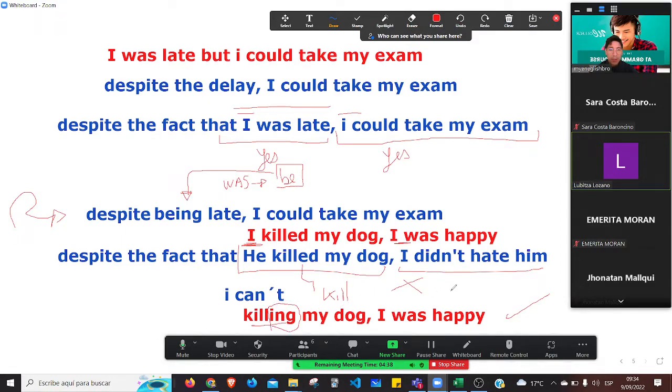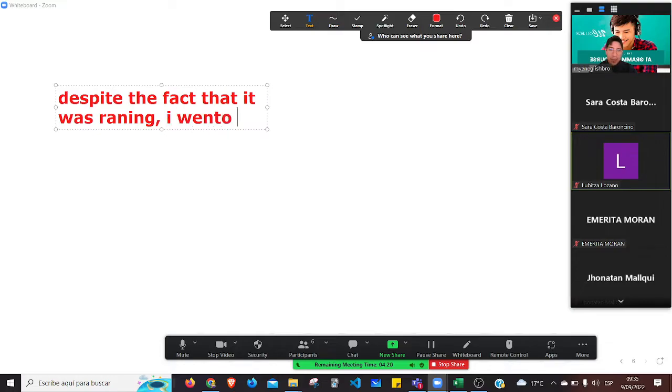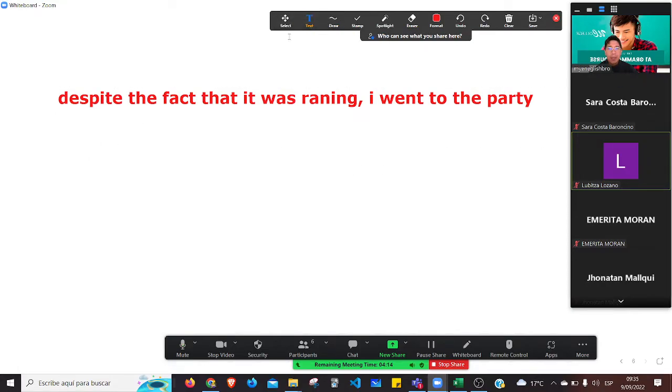Okay, so one question that probably you can ask me is, what would happen if we have a different subject? Like this, focus. Despite the fact that it was raining, I went to the party. My question is, can I use the gerund? Can I use the gerund or not? What do you think? No. No, because the subjects are different. Yeah. But now let me tell you that we can do it.